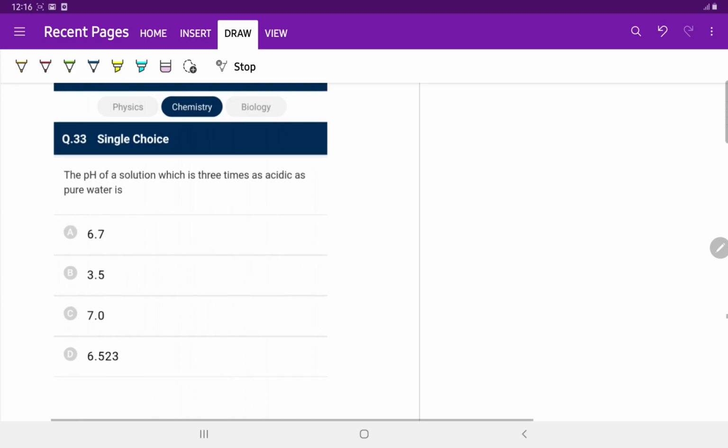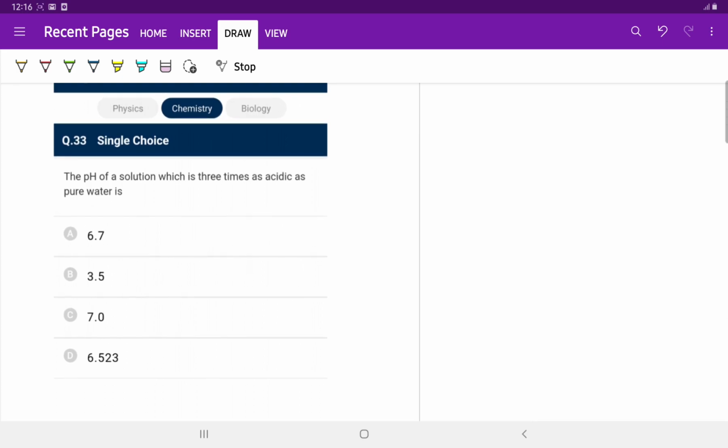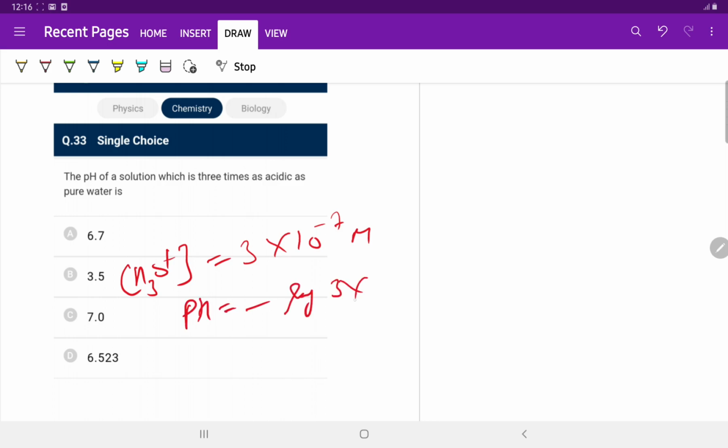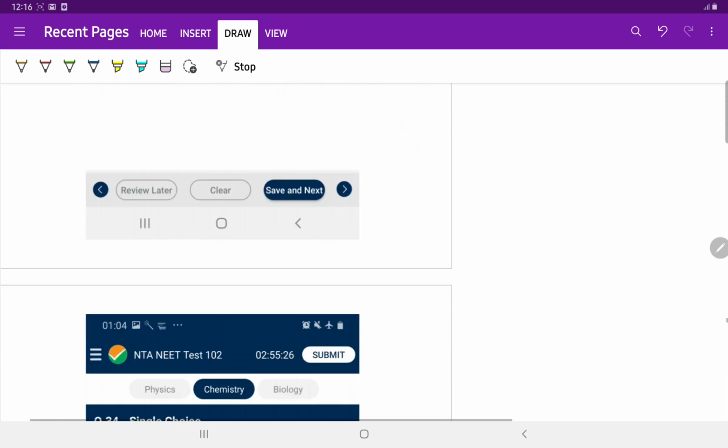Question number 33. The pH of the solution which is 3 times as acidic as pure water. So hydronium ion concentration becomes 3 times, 3 into 10 raised to the power minus 7 M. Okay, pH is equal to negative log of hydronium ion concentration, 3 into 10 raised to the power minus 7, which is equal to 6.52. So option D is correct for question number 33.